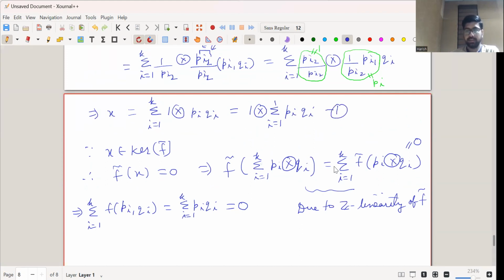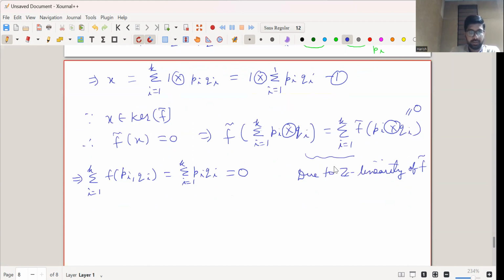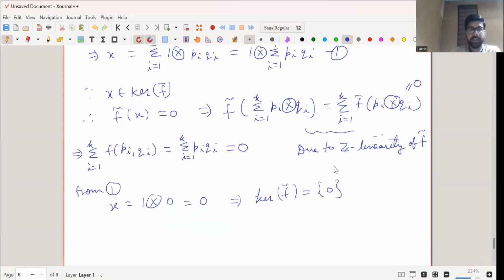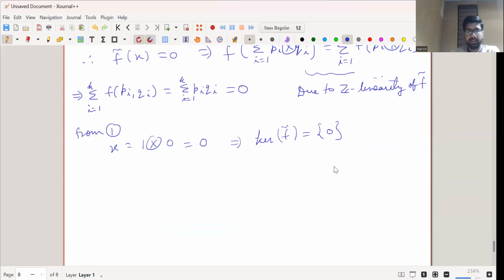Now from 1, x is nothing but 1 tensor the summation of p_i q_i, that is 0, and 1 tensor with 0 is 0. This implies the kernel of f delta is nothing but 0, because x was an arbitrary element of the kernel, and thus f delta is injective.